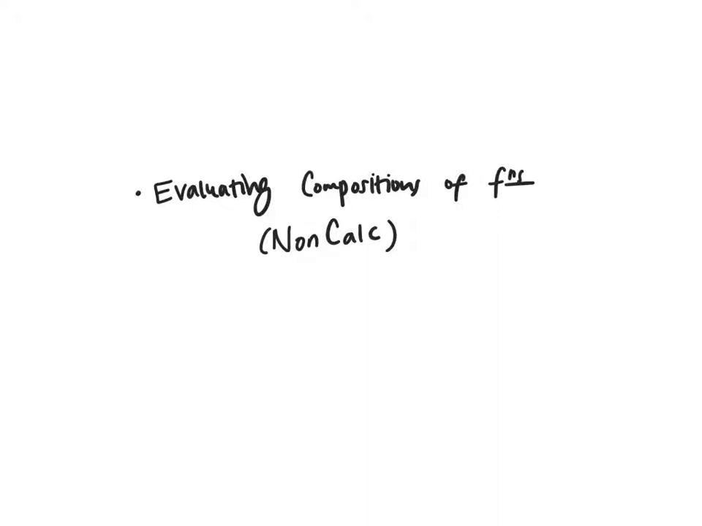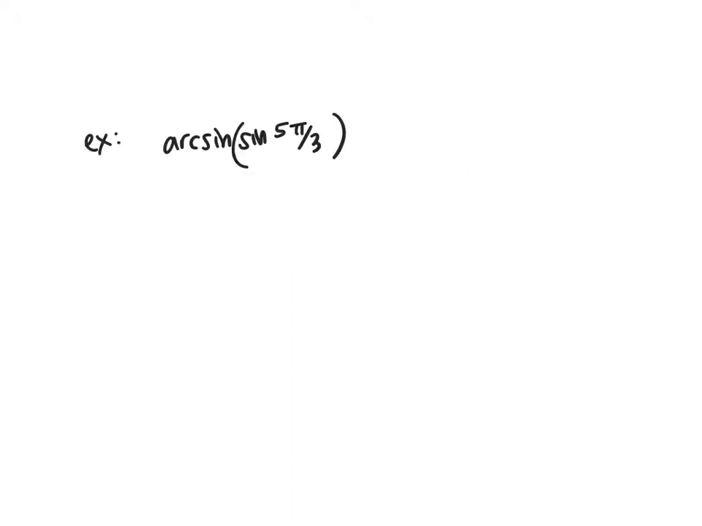Now we're going to evaluate compositions of functions. Remember, compositions of functions or composite functions are like a function of a function. f of g of x, g of f of x, if you remember that type of thing. So we're going to see things like sine of cosine of something or sine of inverse sine of something. Okay, here's an example. Find the exact value of arcsine of sine of 5 pi over 3.